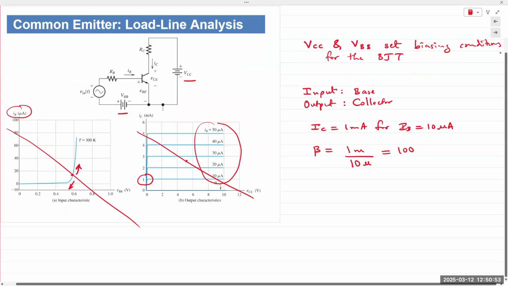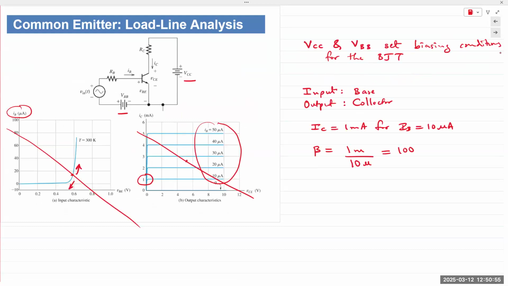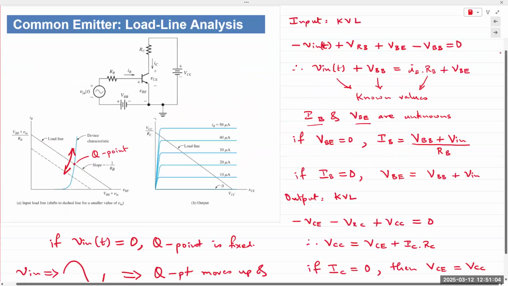We had the load line analysis, so I might ask something about the load line analysis. The problem could be from here. So please make sure you review this problem.